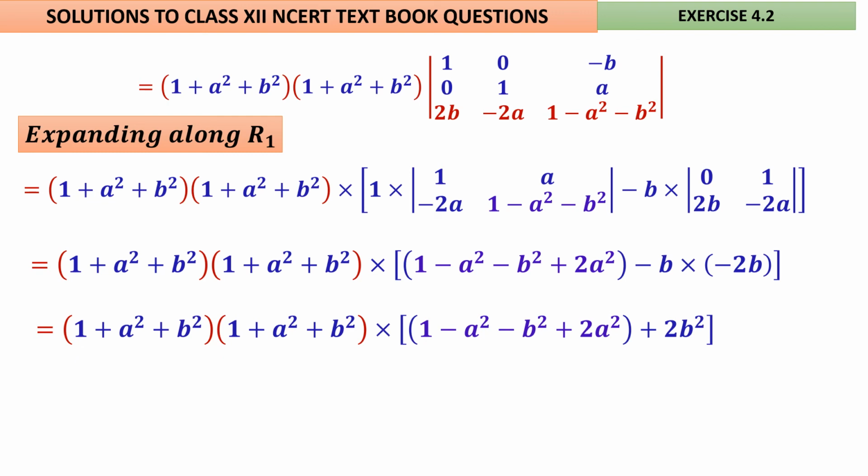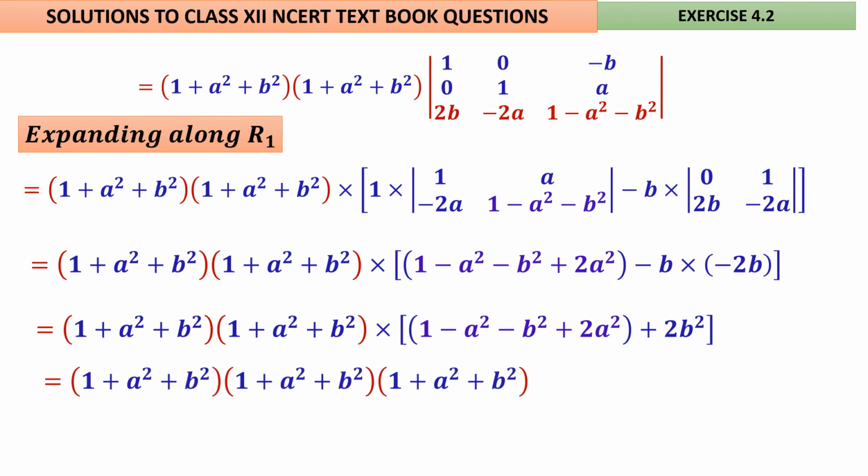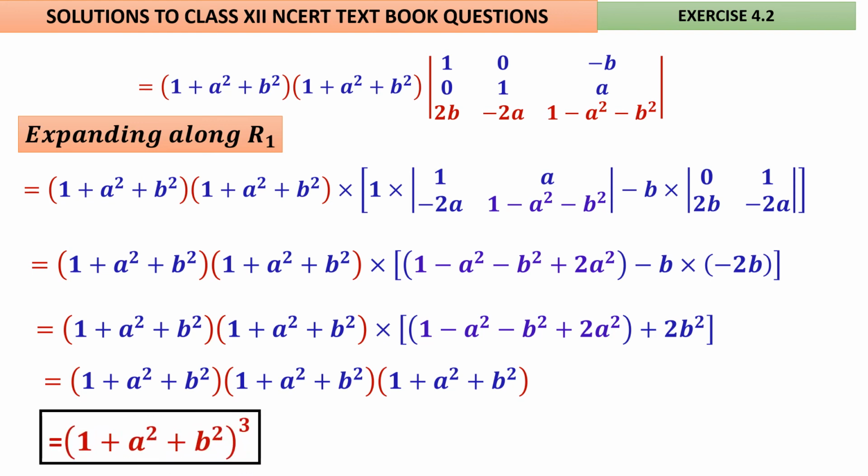Simplification. Minus B into minus 2B is plus 2B square. When you remove the brackets, minus A square plus 2A square will be A square, minus B square plus 2B square will be B square. For 1 plus A square plus B square is multiplied 3 times, so you got the answer. Remember that 1 plus A square plus B square is a factor on the right hand side. It has to come 3 times.